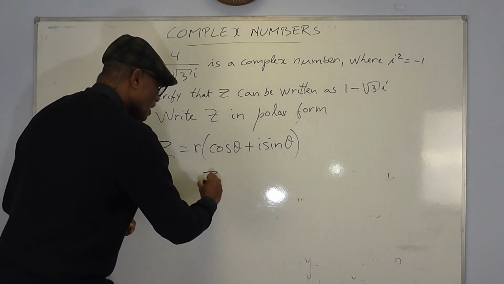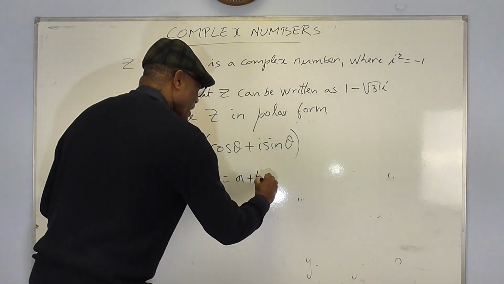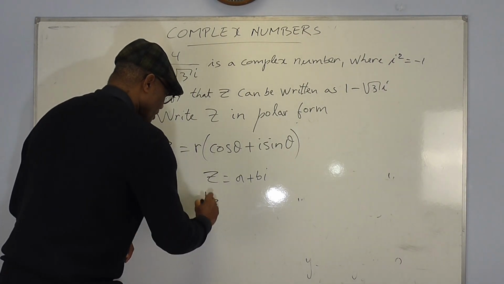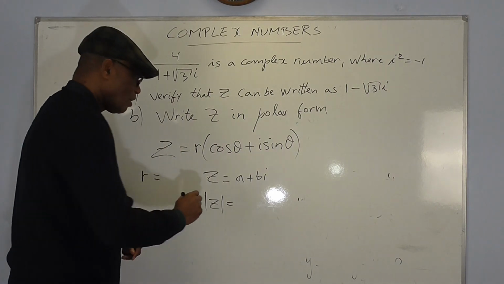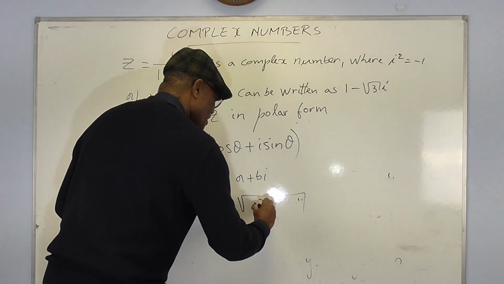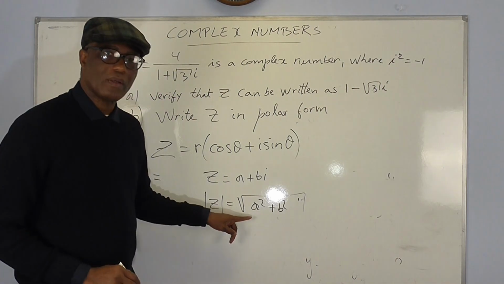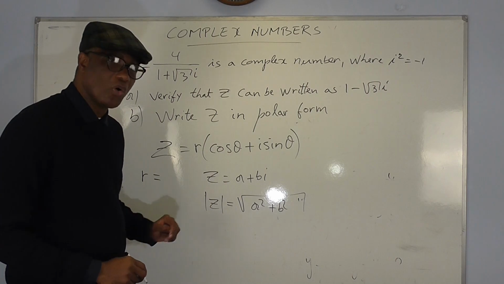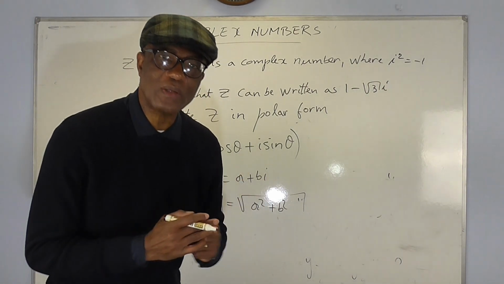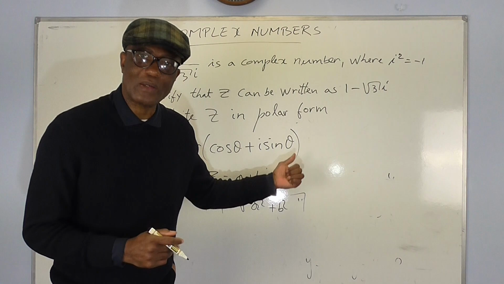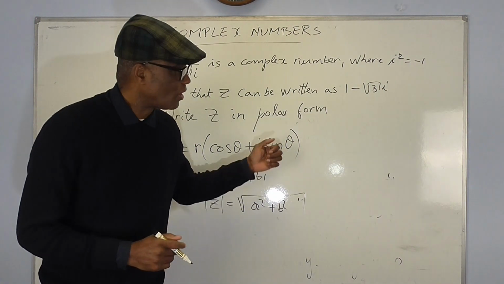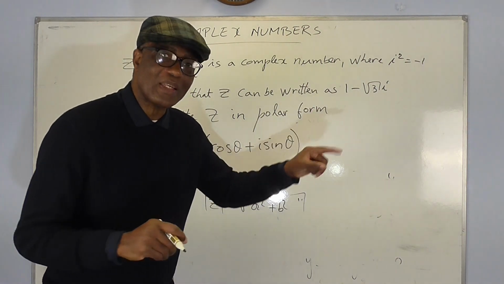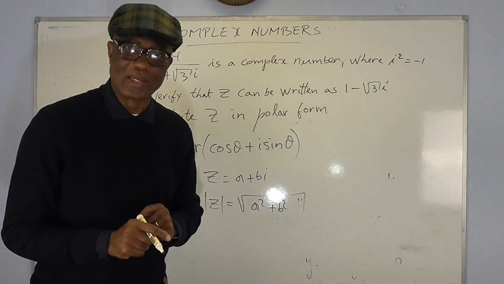Remember, when we have z equal to a plus bi, to get the modulus of z, we do a squared plus b squared, all inside of the square root, and this gives the modulus. And what is the modulus? In the context of complex numbers, the modulus is the distance from the point z to the origin of the axis.